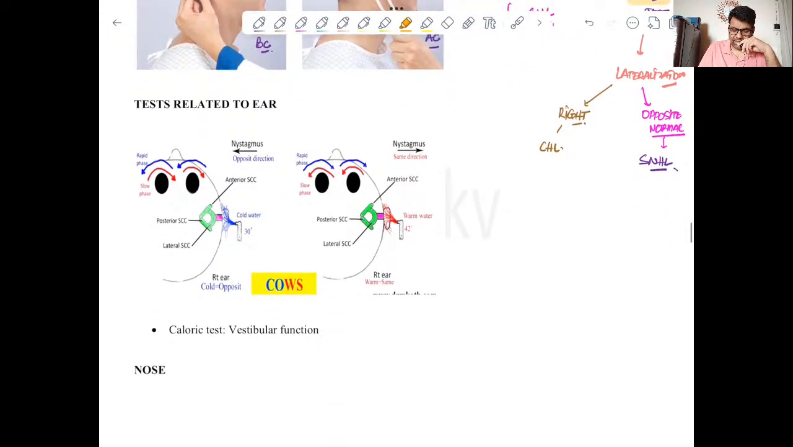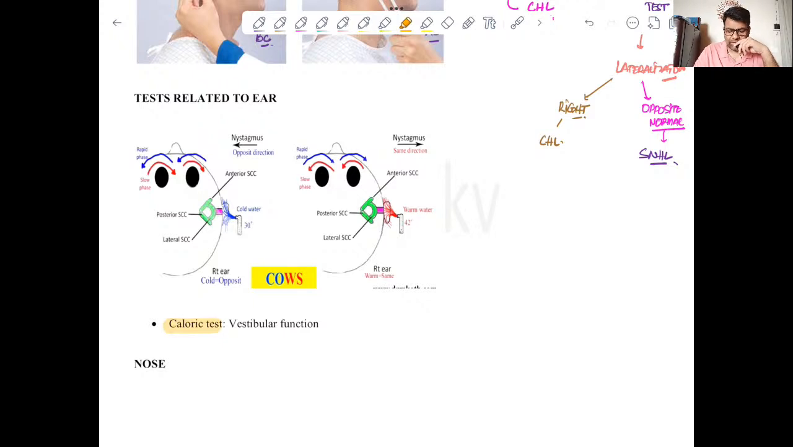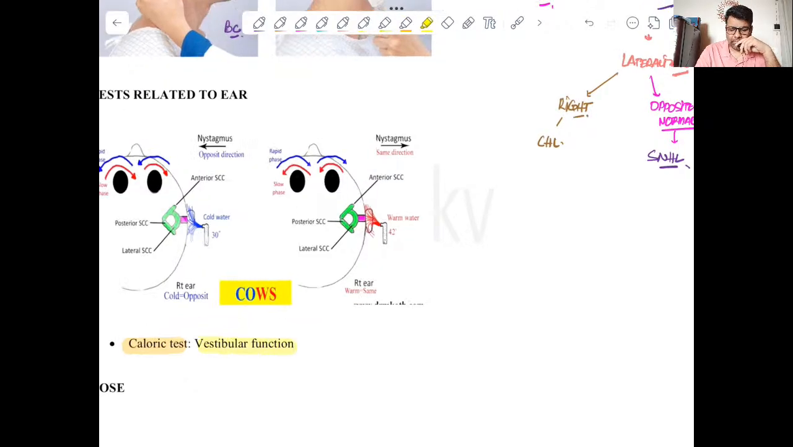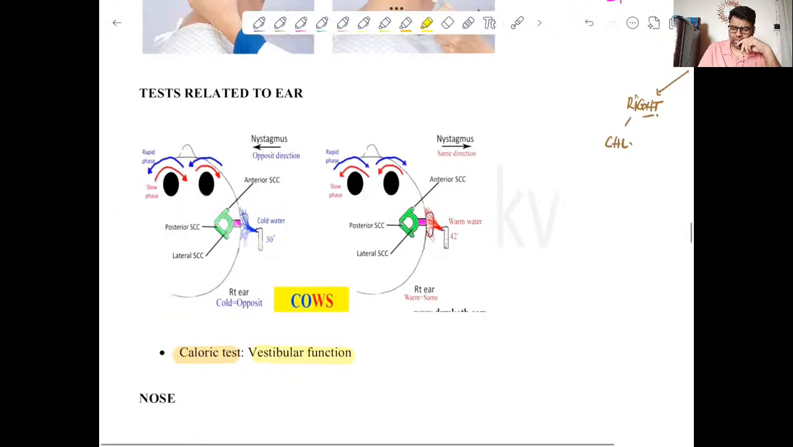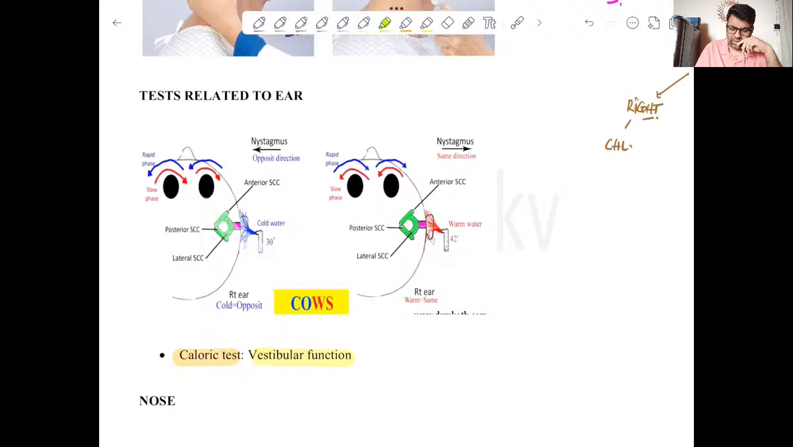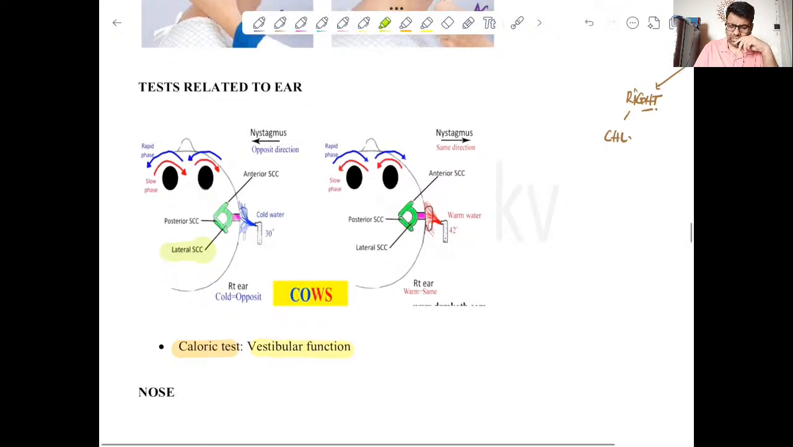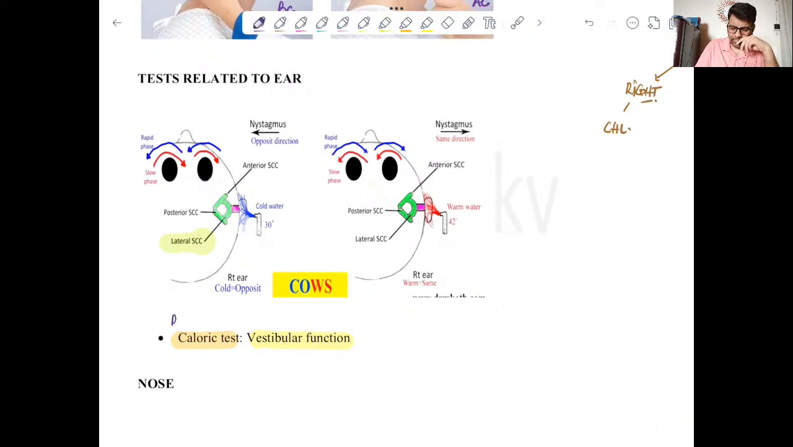Then there is the caloric test, or what we call the bithermal caloric test, or Fitzgerald-Hallpike maneuver, which is done to check vestibular function. And what we do here, we put water in the external ear, and the purpose is to stimulate the horizontal or the lateral semicircular canal, right? So since the term is bithermal, it means we are using two temperatures of water. One is 30 and second is 44, right?